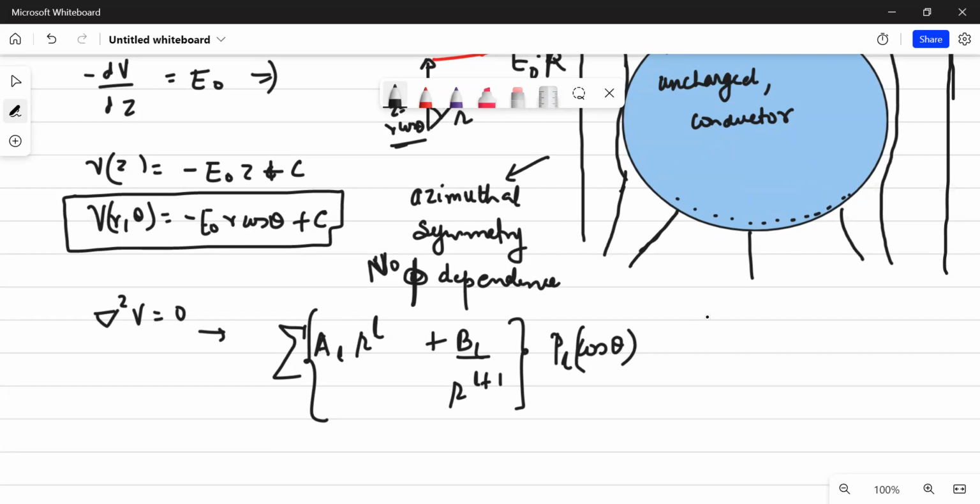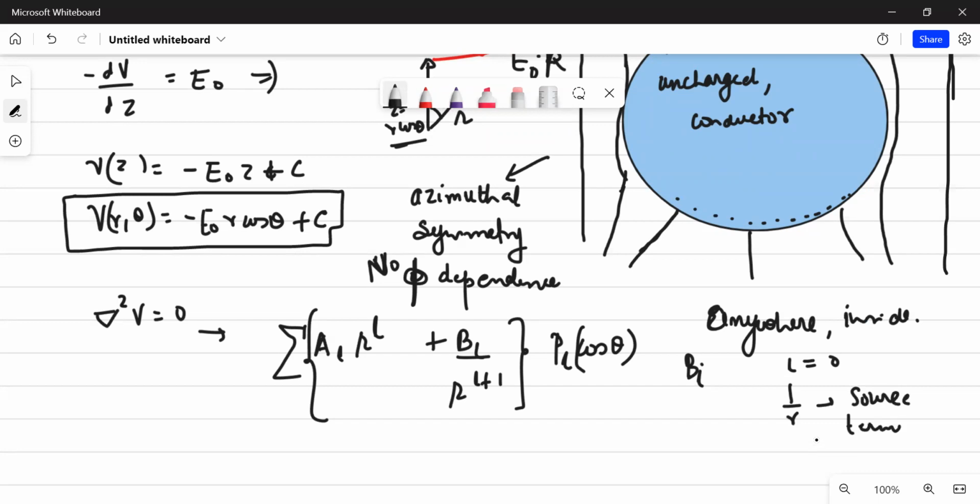Anywhere inside, we cannot have B_L where L is equal to 0, because if L is equal to 0, then this will be some 1 upon R kind of term, that is, some source term would be inside. Is that clear? So inside, I will not keep all these terms.